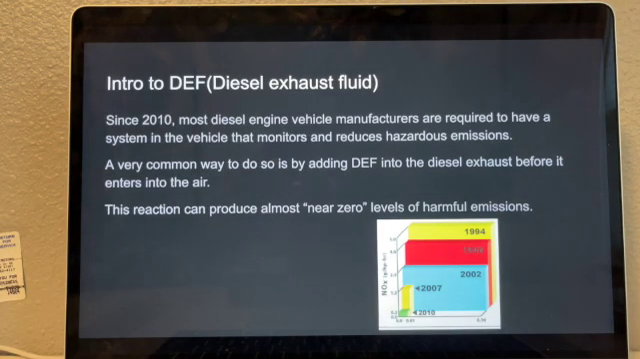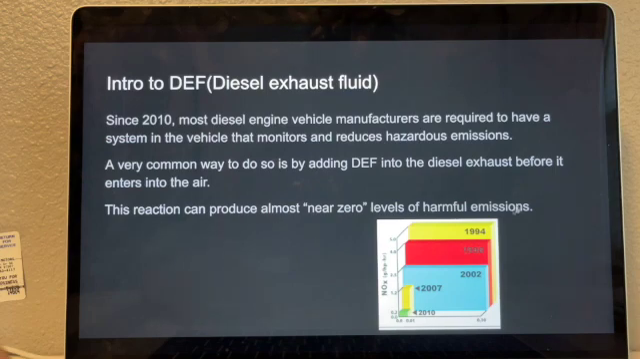Intro to DEF, diesel exhaust fluid, whatever you want to call it. Since 2010, most diesel engine vehicle manufacturers are required to have a system in the vehicle that monitors and reduces hazardous emissions, which are the products of less than ideal situations in internal combustion engines. A very common way to do so is by adding DEF into the diesel exhaust before it enters the air. This reaction can produce almost near zero levels of harmful emissions.